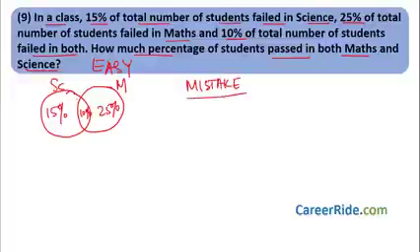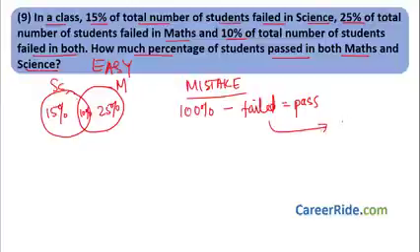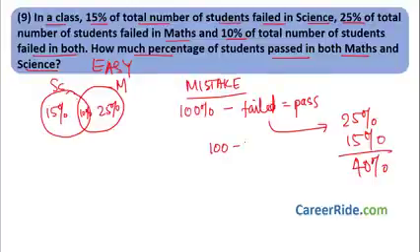What do people who passed do? Passed means 100%, the total students, minus how many students failed, will give the pass percentage. Okay, this is correct. After that, they start finding out how many students failed. They calculate: 25% failed in science, 15% failed in maths, so a total of 40% students failed, correct? So what is the pass percentage? They'll take 100 minus 40 equal to 60%. So 60% students passed both in maths and science. Very wrong. This is the wrong answer. This is the wrong approach.